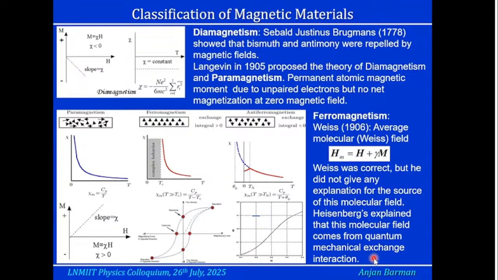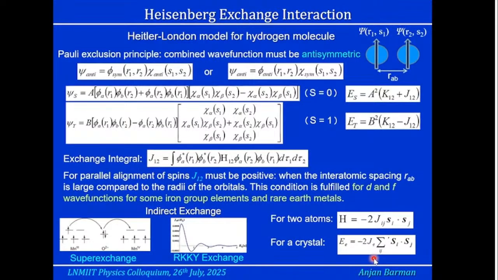And here you will see how quantum principles come into play. So this is Heisenberg's exchange interaction. Let's say you have a 2-electron system, like a hydrogen atom, and you may know the Heitler-London model for the hydrogen molecule. The wave function will have a spatial part and a spin part, and the electrons are separated by a distance RAB. So this is 1 and 2, so psi R1 S1, and psi R2 S2.